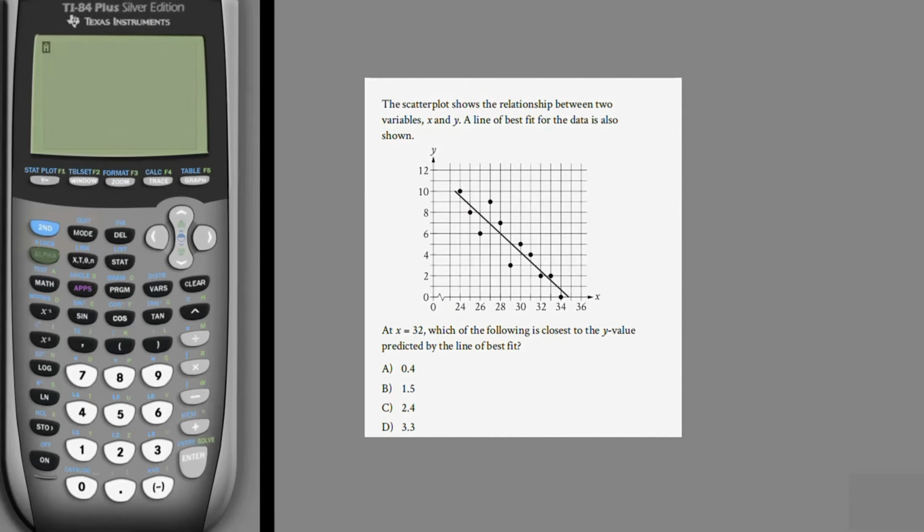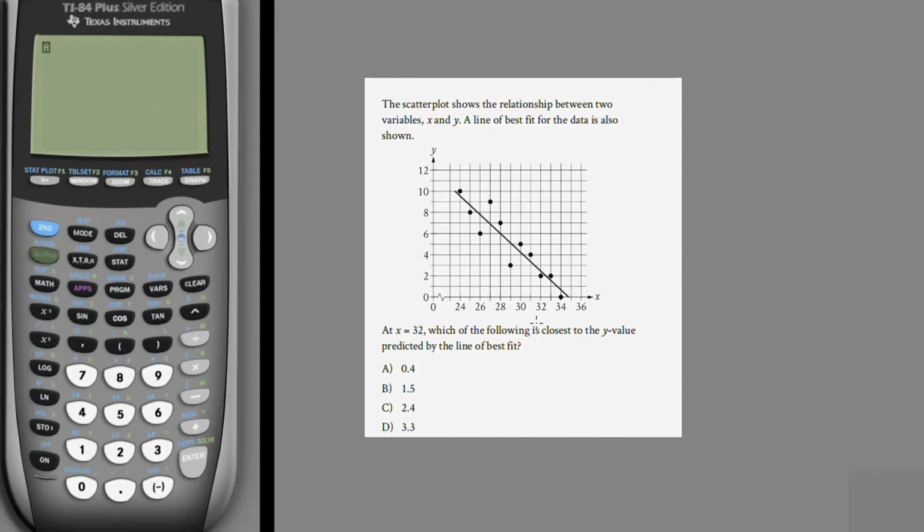In this video we are going to learn how to solve this start maths problem. It's under graph. Okay, so let's get started. The question says the scatter plot shows the relationship between two variables x and y. A line of best fit for the data is also shown. So this is the graph. Say at x equals 32, which of the following is closest to the y value predicted by the line of best fit? Okay, so I don't think we need a calculator to solve this question. Just a basic understanding of the concept of graph and we're good to go.